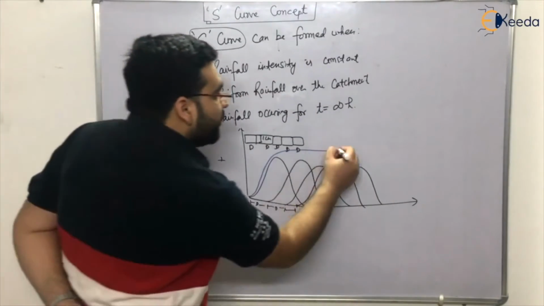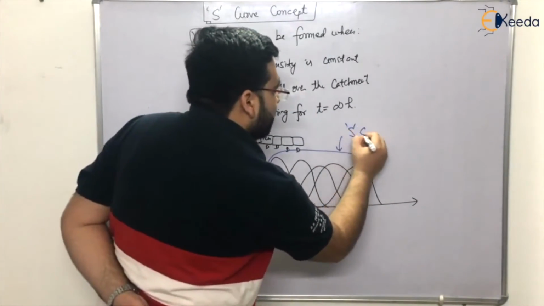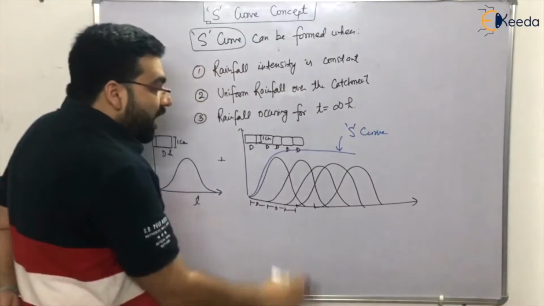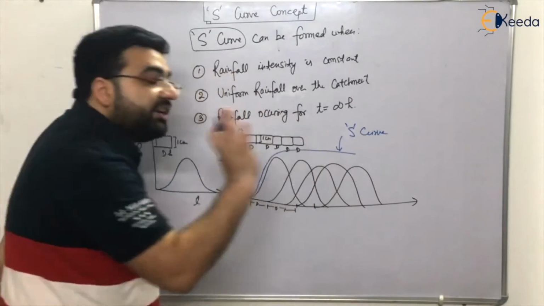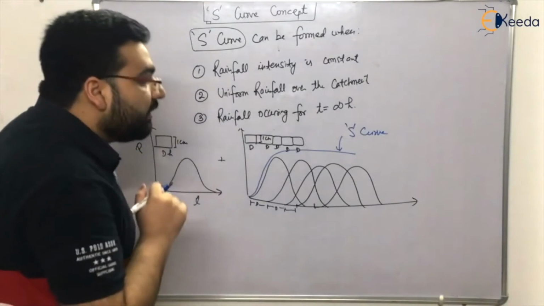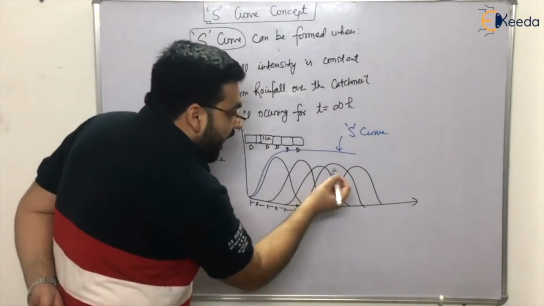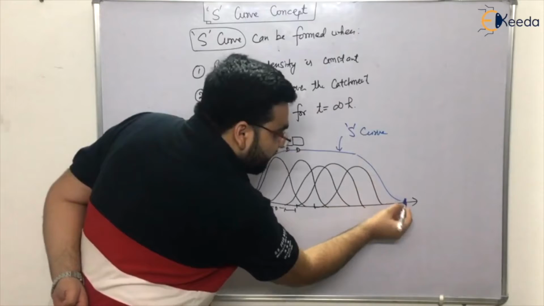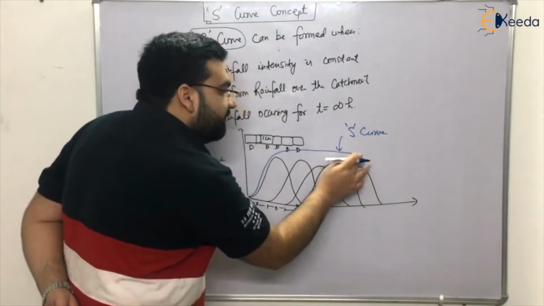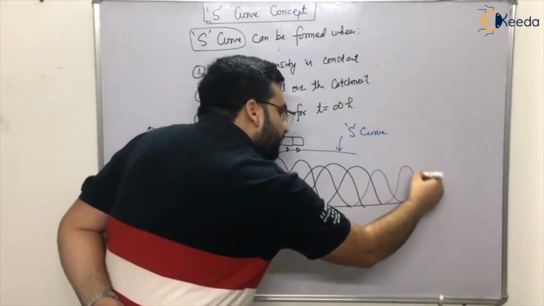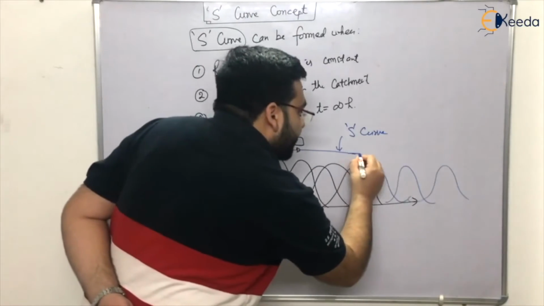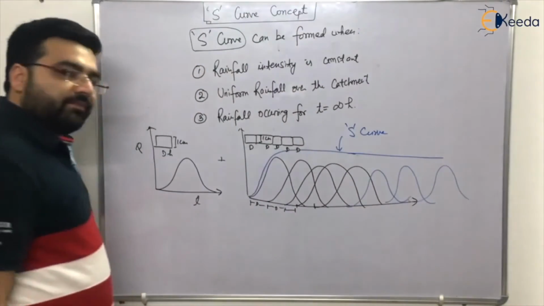Okay? And this is known as the S curve. Okay? If the time interval was not infinite, what would we have got? You would have got it like this. But now, as the time interval is infinite, it is going like this for an infinite amount of time. So it will be a straight line after some time.